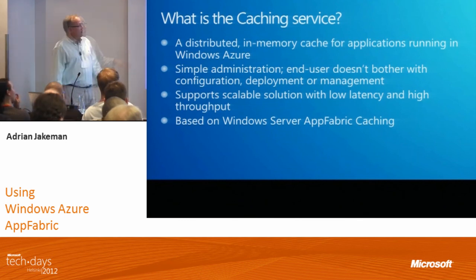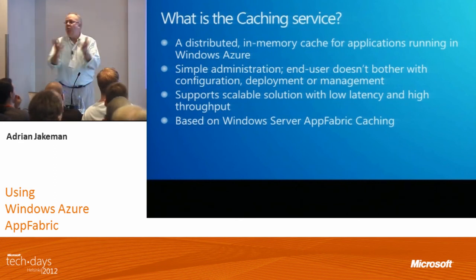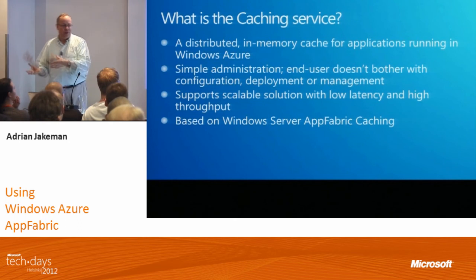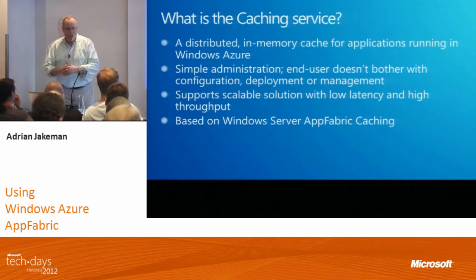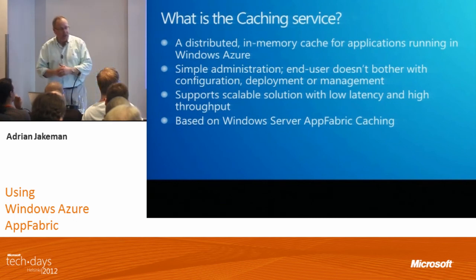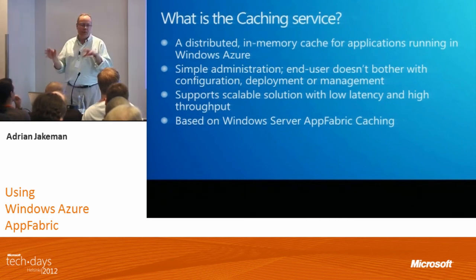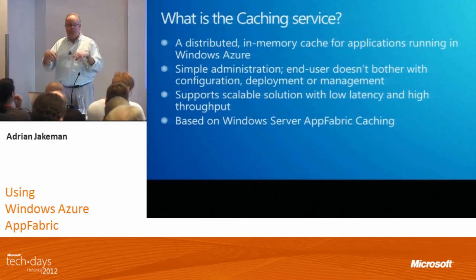So the caching service gives us a way of very easily building out somewhere where we can cache content. That could be object caching, it could be page output caching, it could be session state caching, it could be any kind of caching that we want to make use of from within our Windows Azure applications.